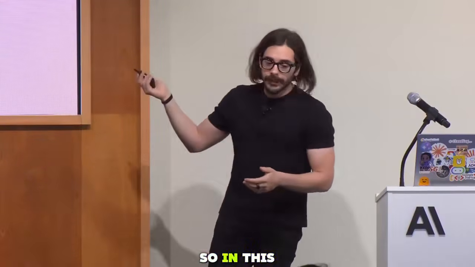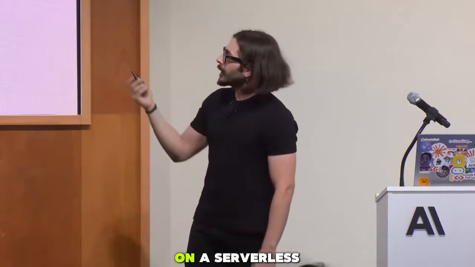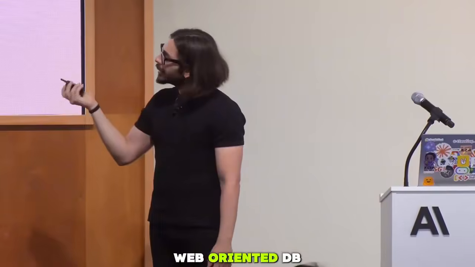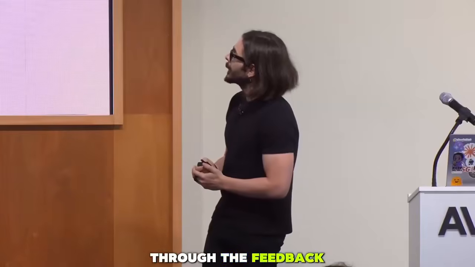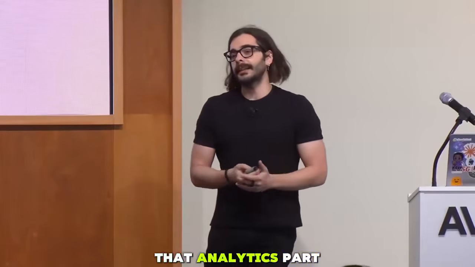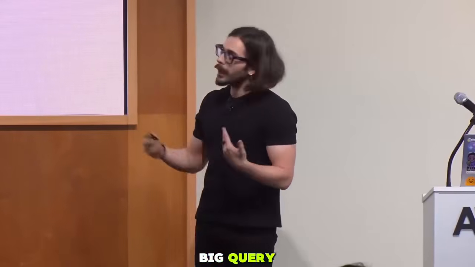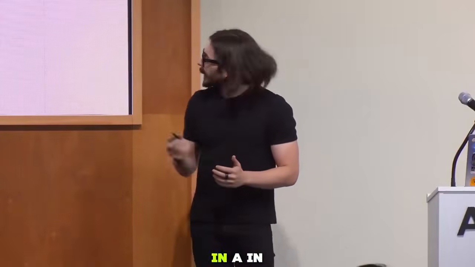an application like this one. So in this case, probably what we are going to do is deploy the feedback API on a serverless function like Cloud Run. We will connect with a web-oriented DB like Firestore to collect the raw responses that we will give through the feedback app. And then, because we want to have that data analytics part, we will build the implementation in a way that we can store those raw responses in an analytical data warehouse like BigQuery. And in BigQuery, we will post-process and consume this information in a dashboard like the one that you can find in Looker.